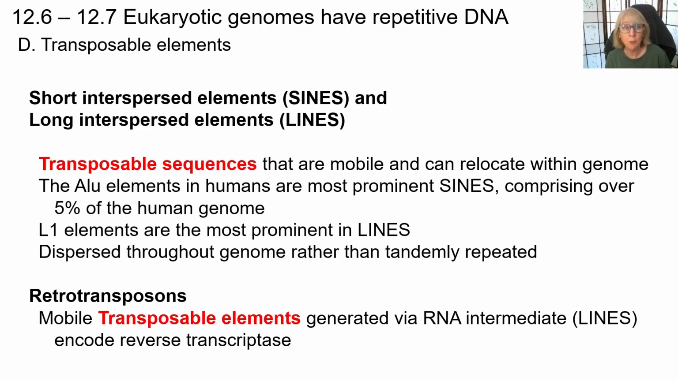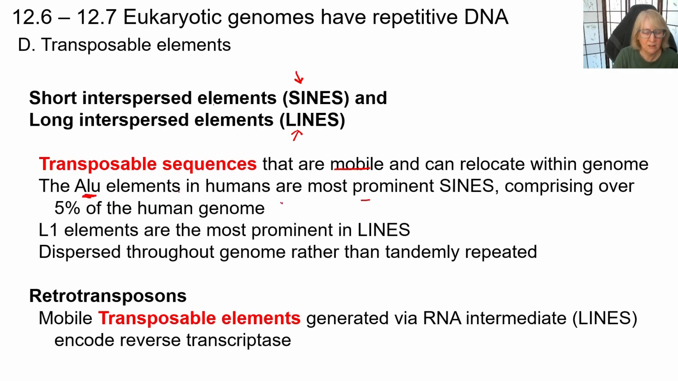We also have transposable elements. Transposable means I can move them from one place to another. They're mobile. That means they move around and can relocate within the genome. I have short interspersed and long interspersed transposable elements. The elements for ALU in humans seem to be the most obvious, noticeable. That's what they mean by prominent, short interspersed elements.